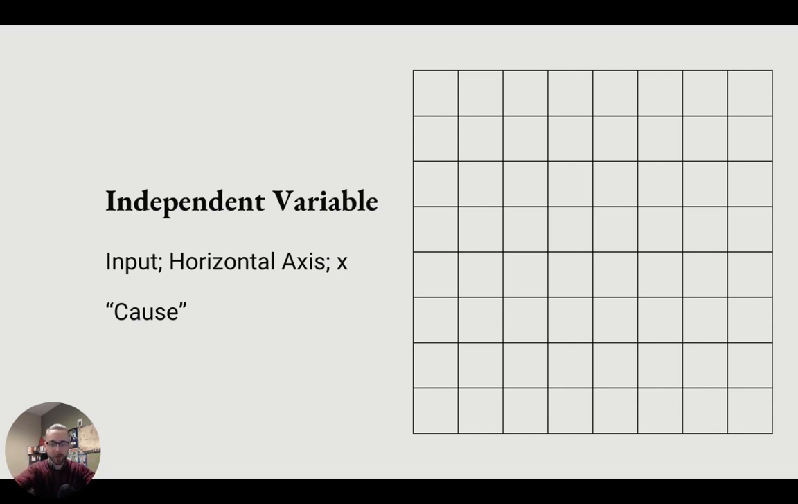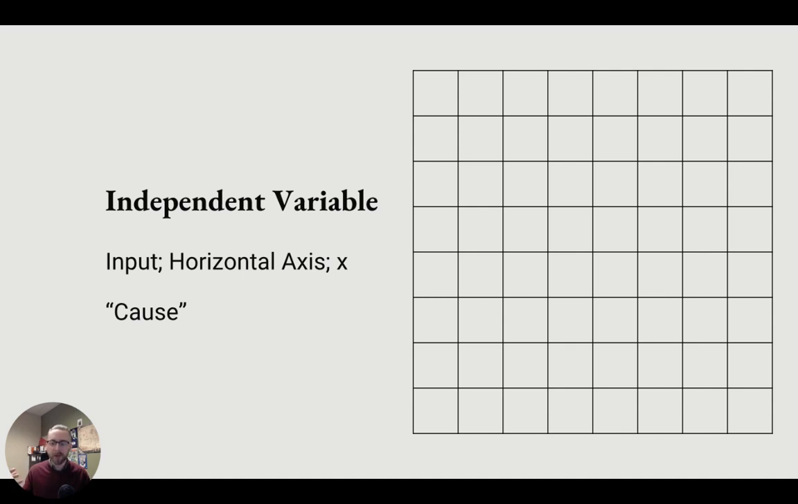In physical terms, it's the horizontal axis. It's going to be the axis running across from left to right or from right to left. We also refer to it as the x-axis or the x variable. So when you see a linear equation, x is what we would call the independent variable.